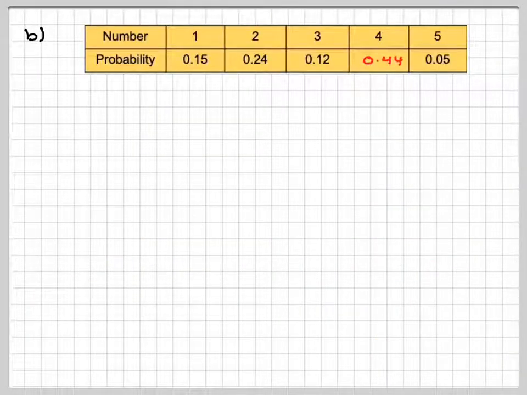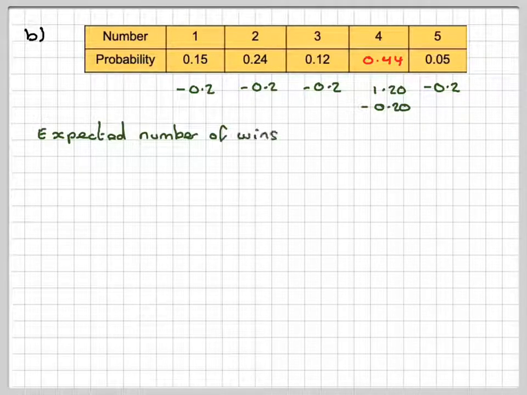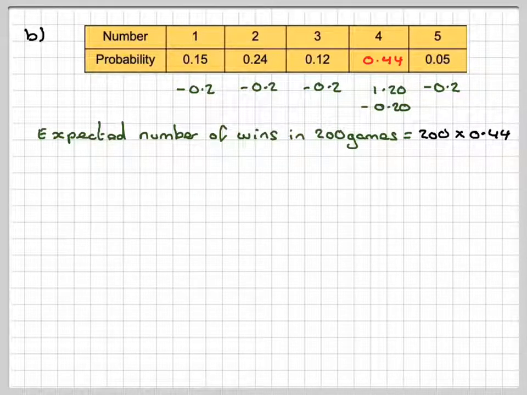Right, so making our table, we've got 0.44 here. Here we will win £1.20, but we will also lose 20p for playing the game. And each of the other times we will just lose 20p. So we'll lose 0.2 of a pound. So the expected number of wins in 200 games will be 200 times the probability, which is 200 times 0.44, which gives me 88 games.